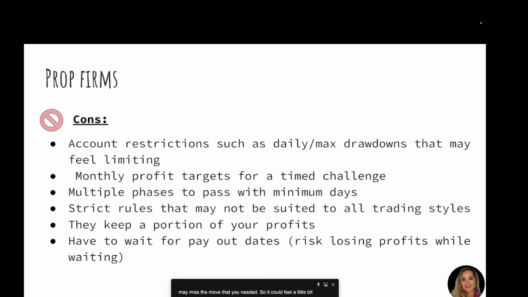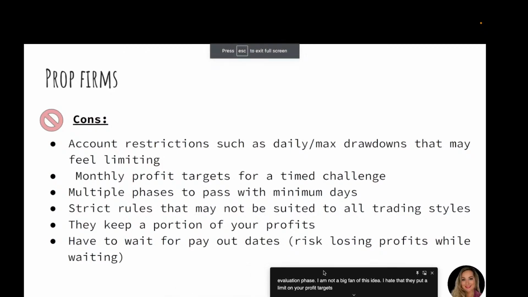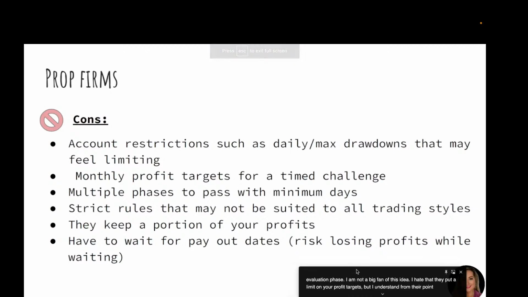You also have to hit monthly targets that are timed when you're in the challenge or the evaluation phase. I am not a big fan of this idea. I hate that they put a limit on your profit targets, but I understand from their point of view, you need to prove that you can be a good, successful trader. I do think that is a bit harsh, some of them, but there are firms that go kind of low with their percentage targets. I've seen as low as 5% for some of them. I've seen 12% at times on some of the challenges.